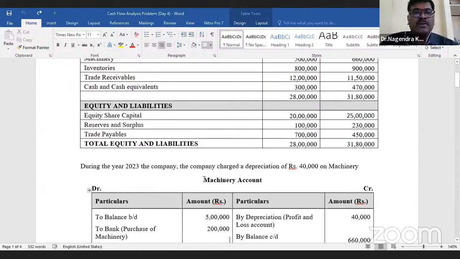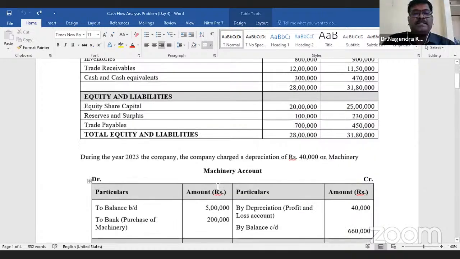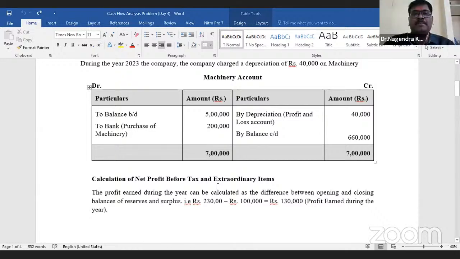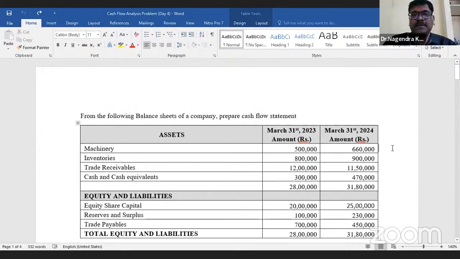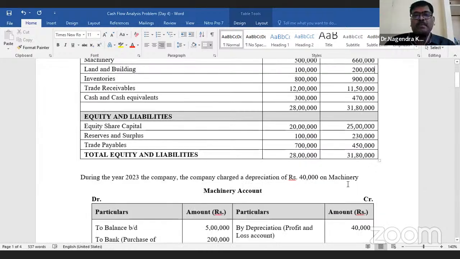Is there any other? We don't have any other adjustments, and we don't have any other fixed assets in the problem. So what we can do is go straight away to the calculation of the cash flow statement. If there are any other adjustments, for example, if we have any other fixed asset like land and building, where we don't have any adjustment. So for example, here it is 1 lakh, and it may go to 2 lakh rupees, but there is no adjustment given in the problem.